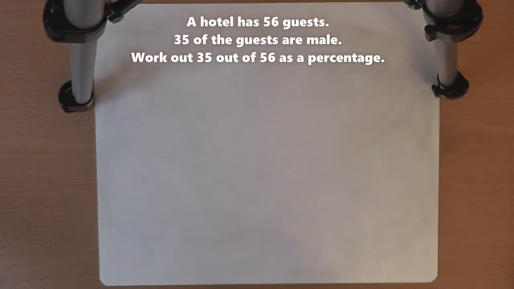There are other types of questions we can look at as well, though. A hotel has 56 guests. 35 of the guests are male. Work out 35 out of 56 as a percentage.